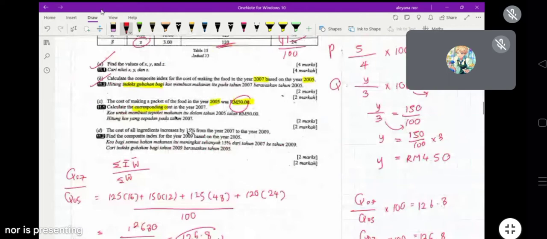Okay, last question for 2. The cost of all ingredients increases by 15% from the year 2007 to the year 2009. Find the composite index for the year 2009 based on year 2005. So first thing first, we have to find the 2009 based on 2007. Let me see, I'm just going to wait until the video comes.